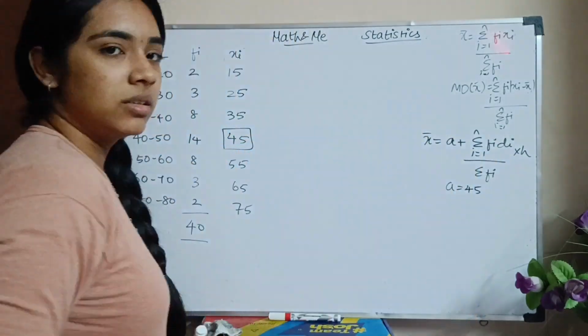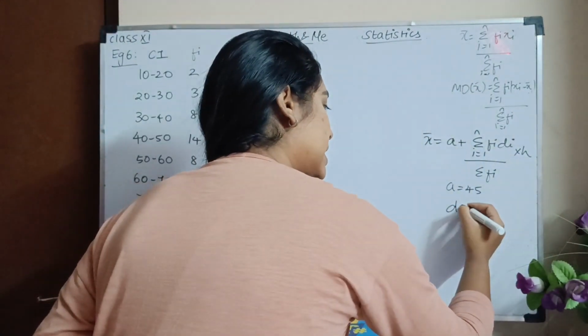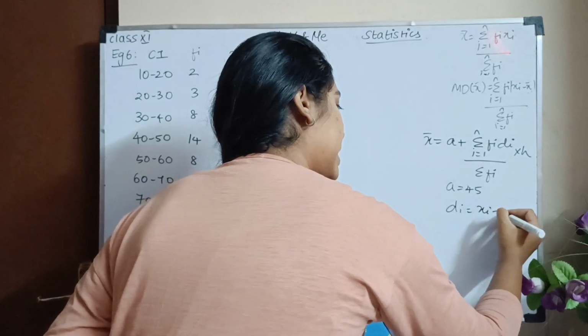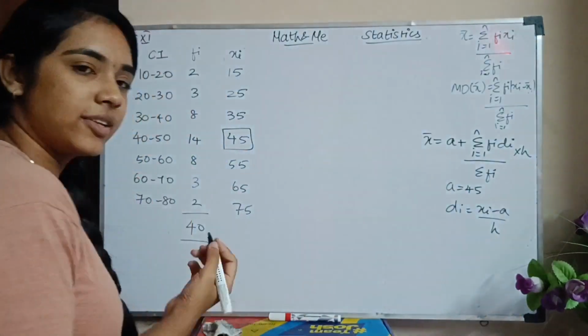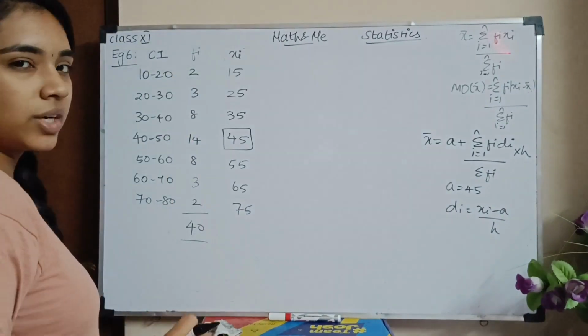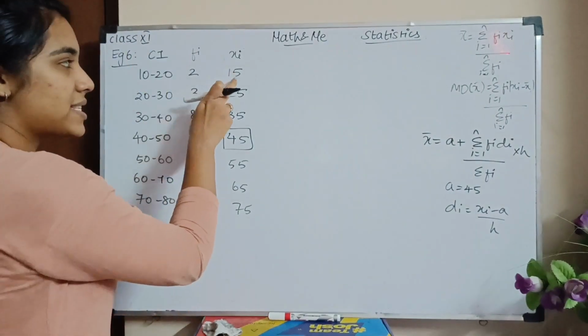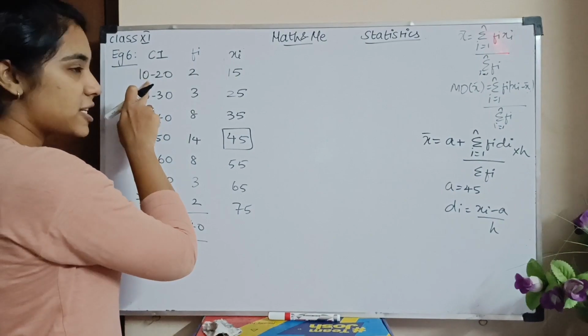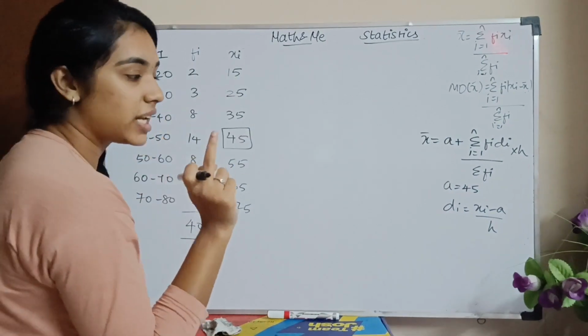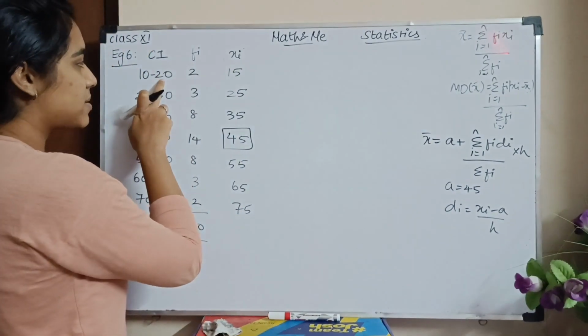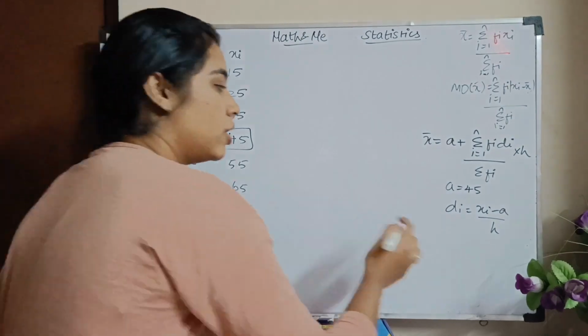And what is my d? My d is nothing but di is xi minus a divided by h. H is another one. H is the range. You have learnt range in your 10th standard. It is the maximum value minus the minimum value. For xi, what did we do? Maximum value plus minimum value divided by 2. But for the range, which is h, I'm going to do maximum value minus the minimum value, which will be 10.